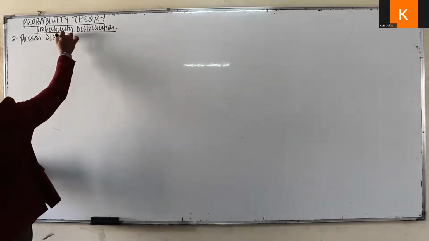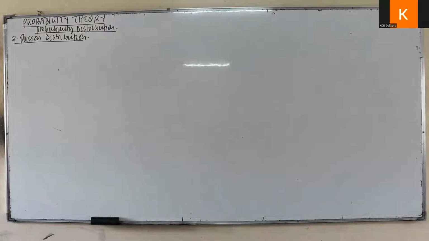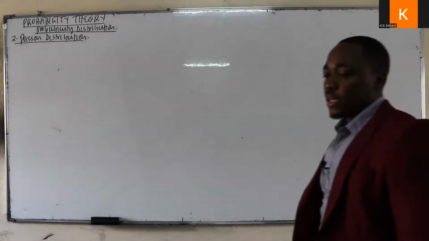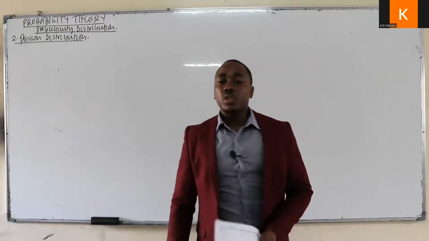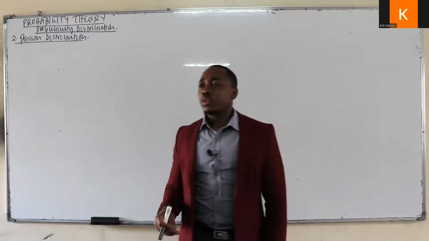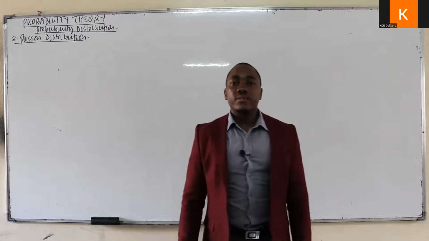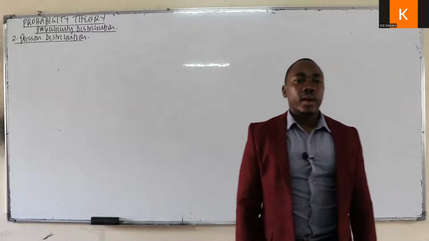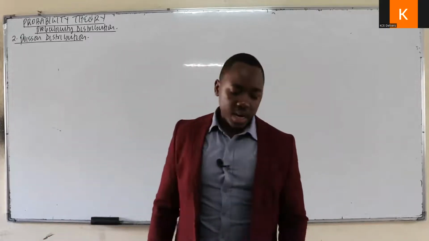Poisson distribution. We're ready to see that. This is a distribution technique used to analyze situations where events take place in large numbers within a short interval.